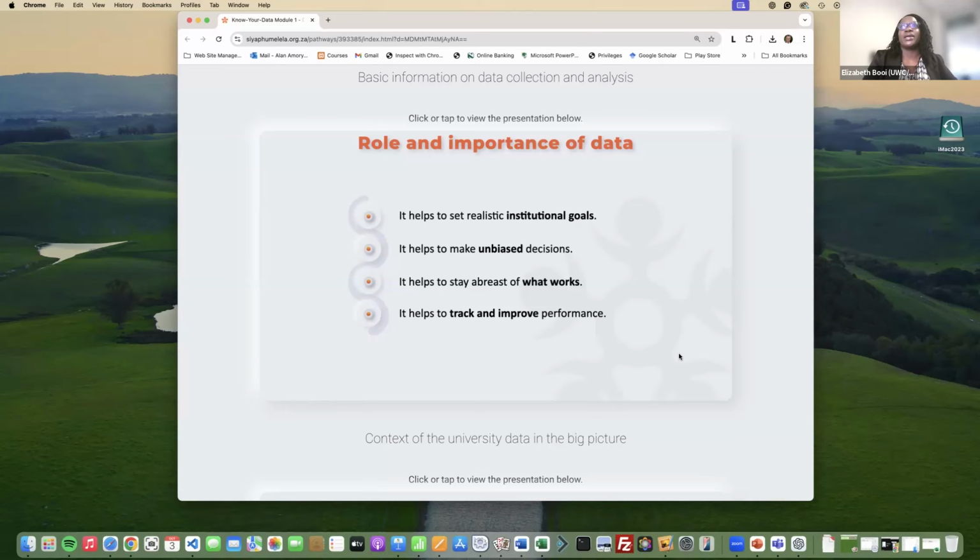When we have data, it can also help us to make unbiased decisions. Gone are those days where we used to do blanket approaches in terms of the interventions that we are offering, because we didn't know who our students are or what their needs are. It can also help us to stay abreast of what works and what doesn't work so that we can change processes, practices, policies. But also it can help us to track improvement in terms of institutional performance, and more especially student success performance.